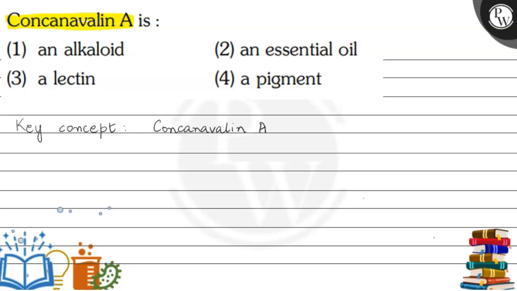So Concanavalin A is a protein. It is a 4 subunit protein which is derived from the jack bean seeds. Now the second property of concanavalin, which is the most important property, is that concanavalin A is a type of secondary metabolite.